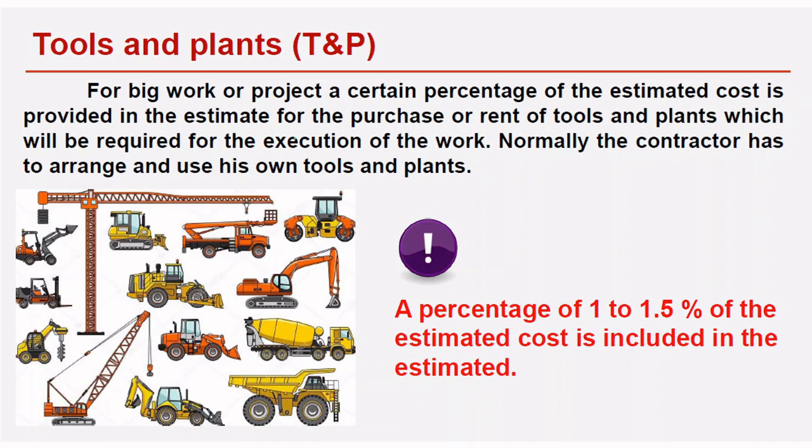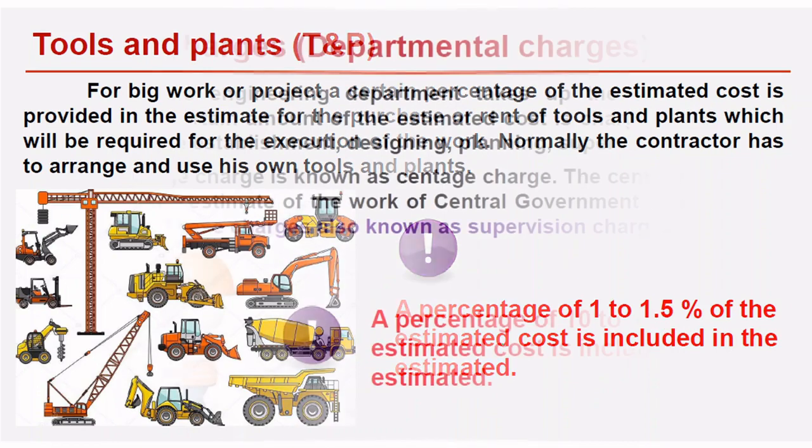Normally, the contractor has to arrange and use his own tools and plants. Okay, so a percentage of 1 to 1.5% of the estimated cost is included in the estimation beforehand. For tools and plants, they will take 1 to 1.5% as the rent, or if the contractor has his own, he will also take 1 to 1.5% in the estimate, which covers the cost of fuel, rent, or something like that. Okay, so this is about tools and plants.